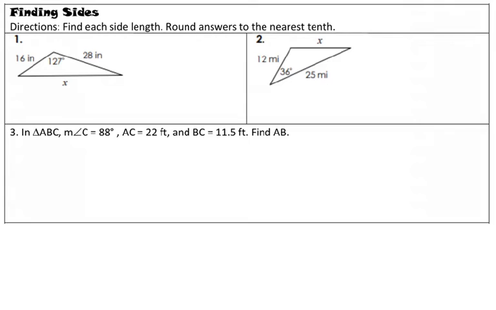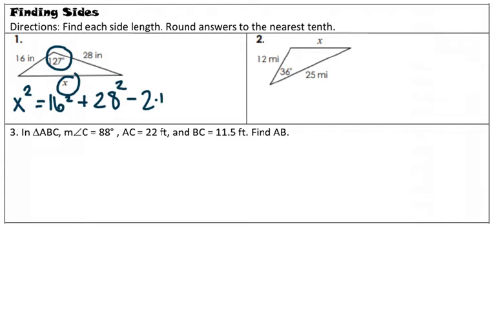For number 1, we're going to find each side length, and we're going to round our answers to the nearest tenth, so just to 1 decimal place. For number 1, I'm trying to find the side length x, and I'm going to be using the angle directly across from x. Here's what the Law of Cosines says: the side length I'm looking at, squared, equals the other two side lengths squared, minus 2 times the other side lengths times the cosine of the angle across from the side.